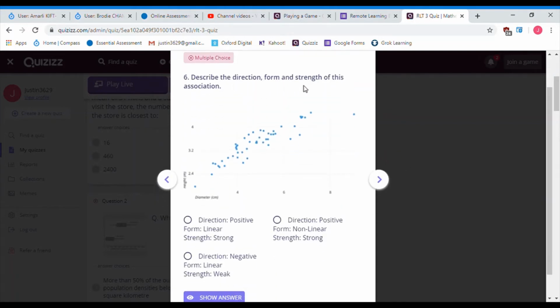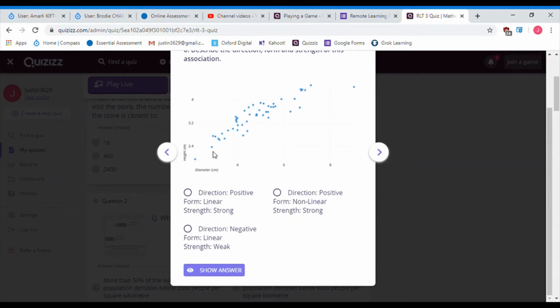Describe the direction, form, and strength of this association. Straight away, we can see that it is going upwards, so it is a positive direction. So it's going to be one of these two. It looks like a straight line to me, so I think it is linear, which already knocks out this last one, and the strength is strong for both these ones. So I would describe this association as positive, linear, and strong.